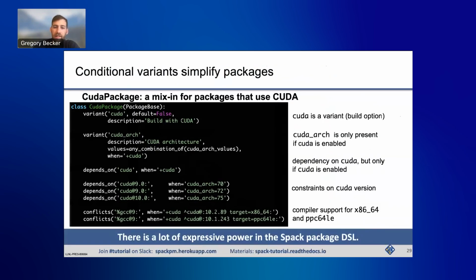The DSL for specifying this dependency metadata or other aspects of the metadata, variants, versions, the space of possible builds. This language has a lot of expressive power, particularly because just about everything, except for versions, can be conditioned by a when clause. So you can have a dependency conditioned on a variant, you can have a variant conditioned on another variant, you can have a dependency conditioned on an architecture, all these sorts of things that describe the real world of package management.